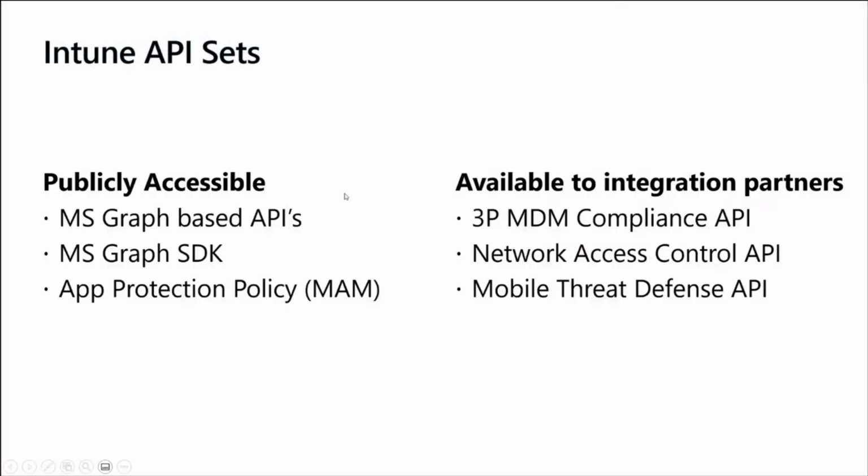If you're getting started using Intune APIs, there's a couple of different sets of APIs that are available. We're going to focus on the Microsoft Graph APIs, but there's also a Graph SDK that allows you to interact with the APIs for Intune. And there's an App Protection Policy SDK. So if you're a developer building iOS or Android applications and you want to take advantage of Intune's app protection policies, there is a MAM SDK that you can incorporate in your applications. And then if you're an integration partner, there's a set of APIs for third-party MDM compliance, network access control, and mobile threat defense. Those are available for partners that have a specific integration directly with Intune.